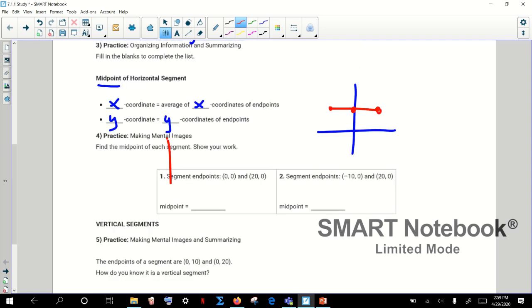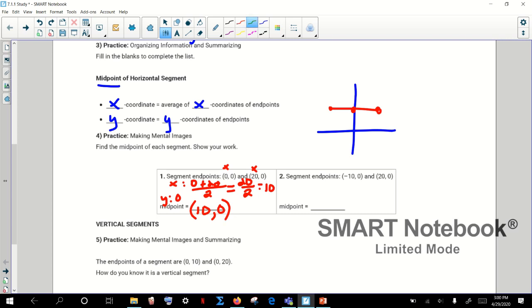For the x-coordinate, remember we have to find the average. To find the average, we add the two x-coordinates, 0 and 20, and divide by 2. 0 plus 20 is 20 in the numerator, and 20 divided by 2 is 10. So the average of my two endpoints for the x value is 10, and that's the x-coordinate of my midpoint. For my y-coordinate, since this is a horizontal segment, it's the same y-coordinate. So my y-coordinate is still 0, just like the two endpoints.